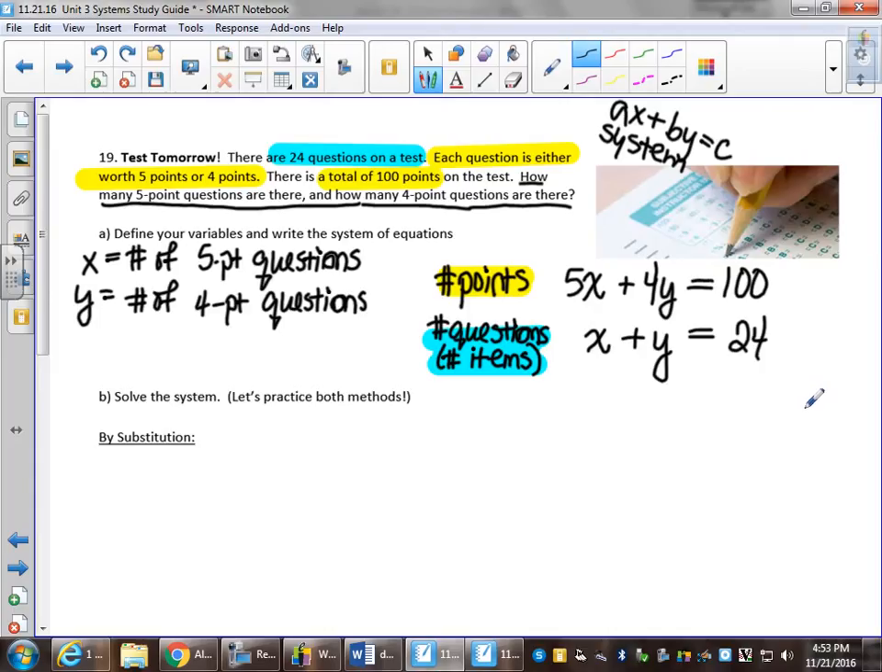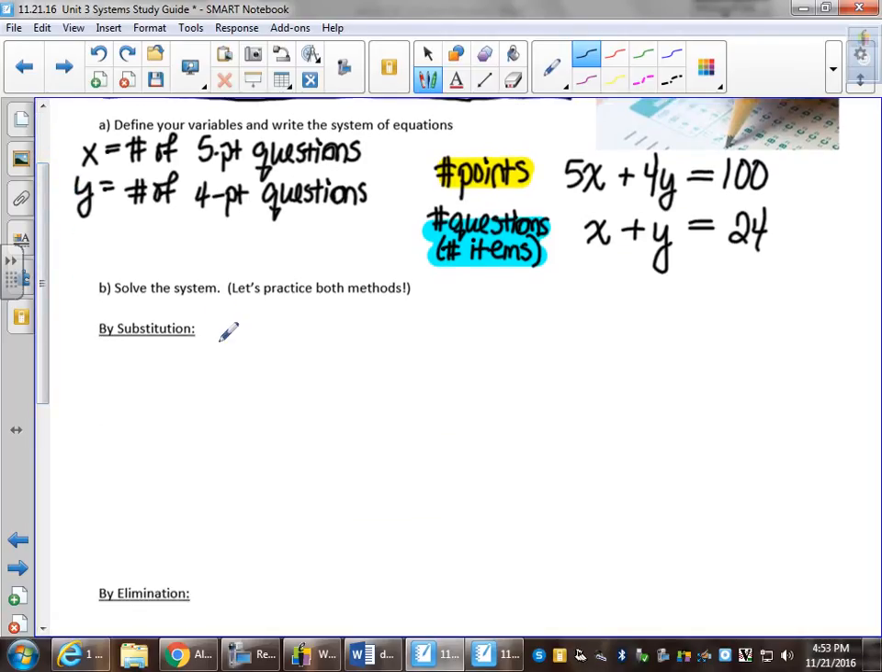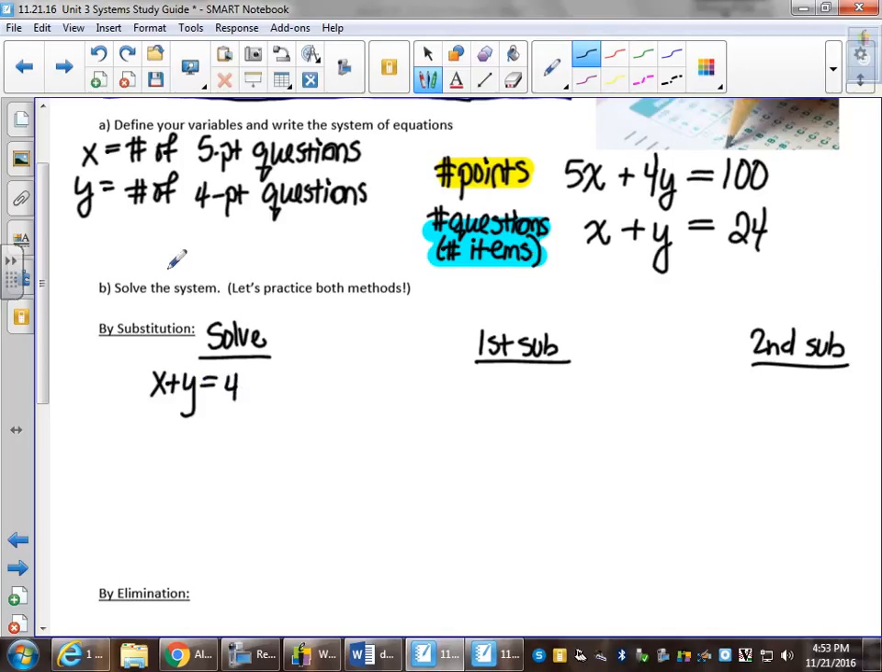So let's say you wanted to use substitution. Steps don't change. Solve. First sub. Second sub. Space is your friend. Spread them out. For solve, neither of these is solved for x or y, but this one is nice to work with, the most user-friendly. So x plus y equals 24.